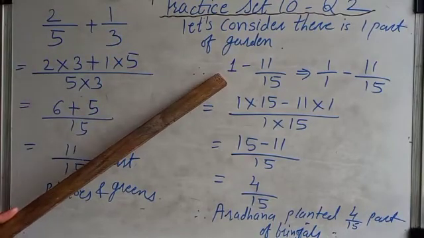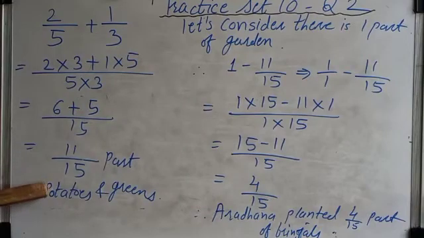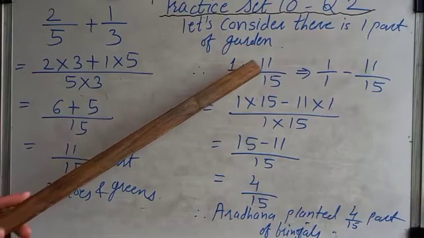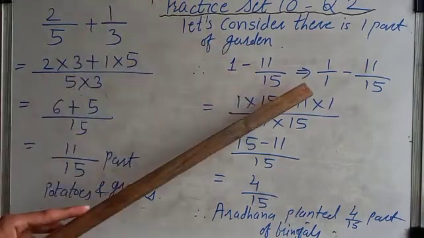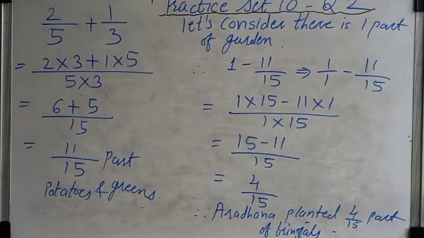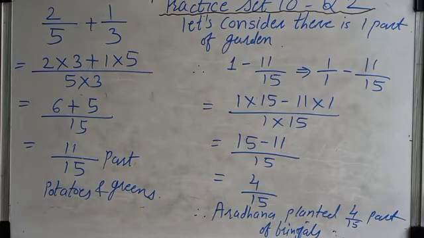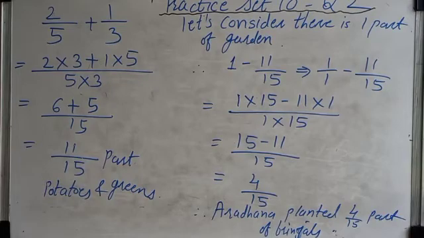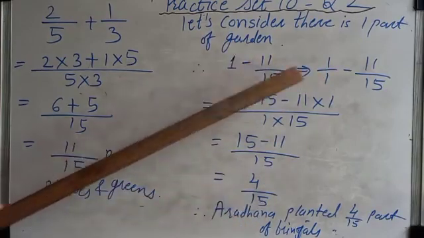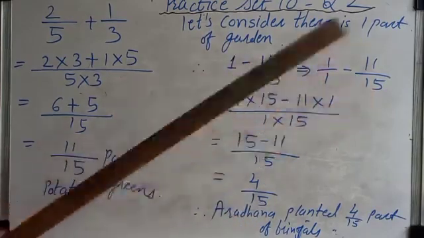Now from that one part, if we subtract this 11 upon 15, then how to write this? 1 minus 11 upon 15. That means 1 means what? 1 means 1 upon 1. I told you already, when we say 2, that means 2 upon 1. 3 means 3 upon 1. Means when we write any number, the denominator is considered as 1. So this 1 I can write as 1 upon 1 also. Same 1 or 1 upon 1 minus 11 upon 15.